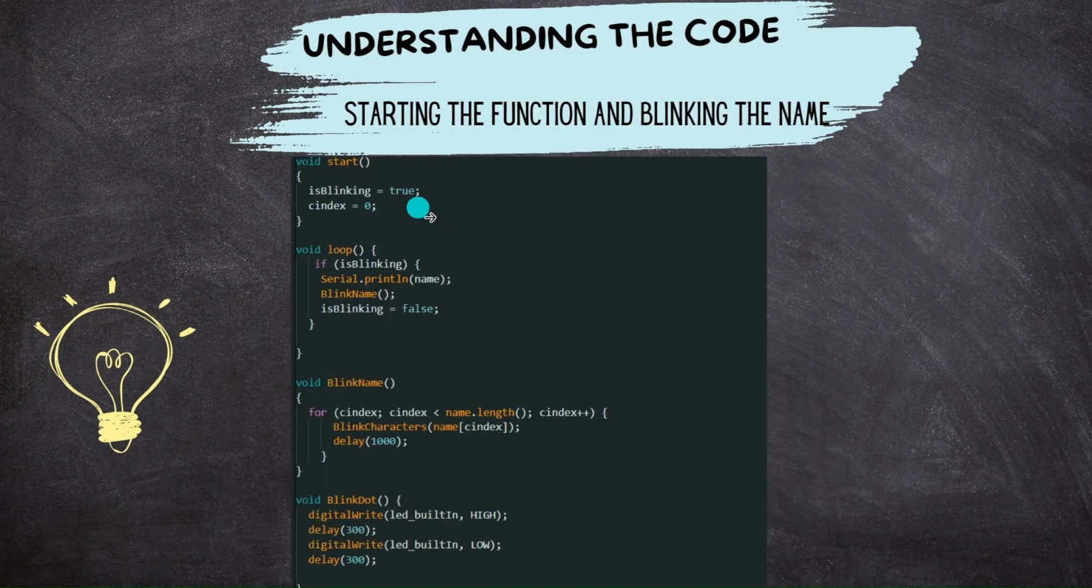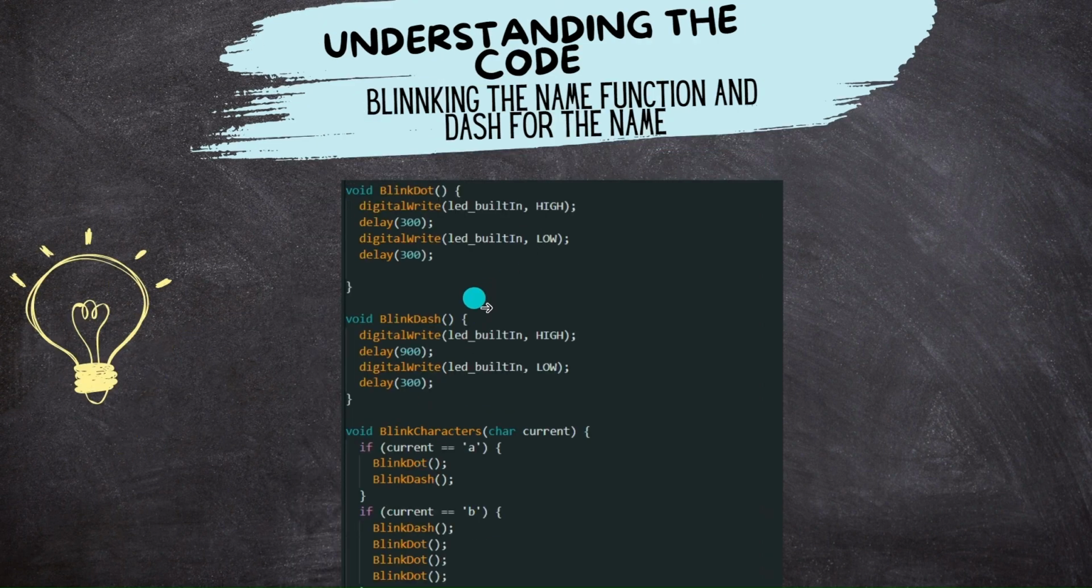Now, in our start function, this is our interrupt handler. It starts the blinking process when the button is pressed. Then there are the blink dot and blink dash functions. Basically, these functions control the LED blinking for dots and dashes in Morse code. The blink character function determines the blinking pattern for each character by calling the blink dot and blink dash functions.